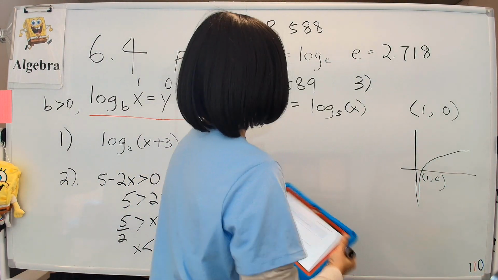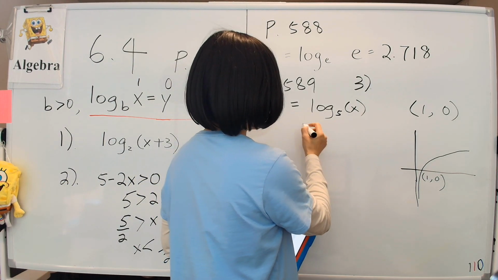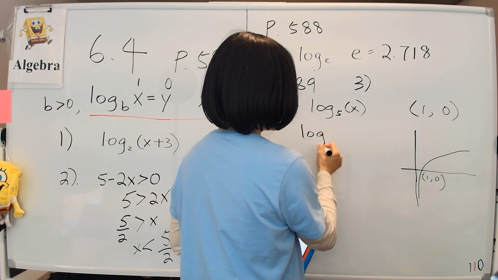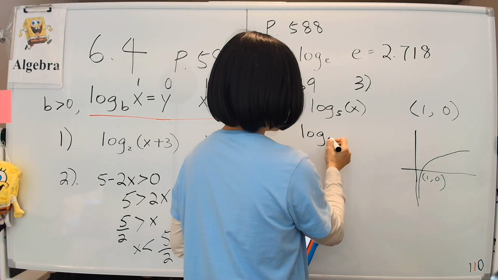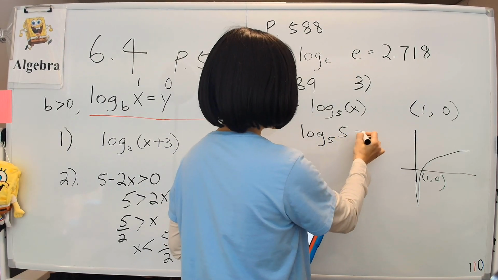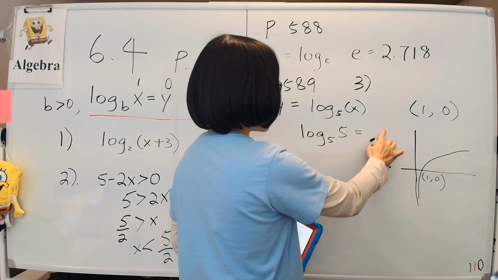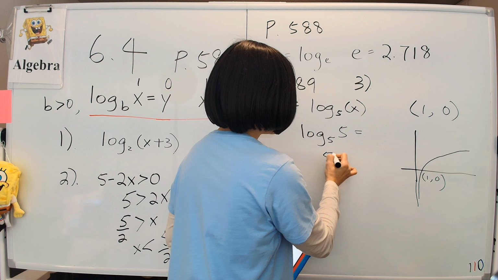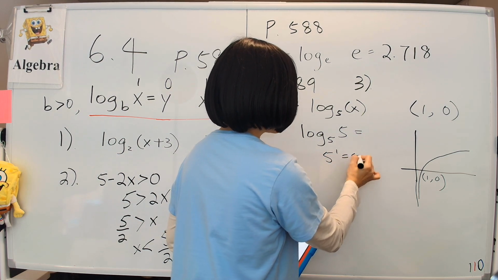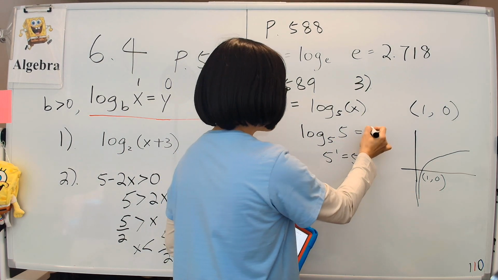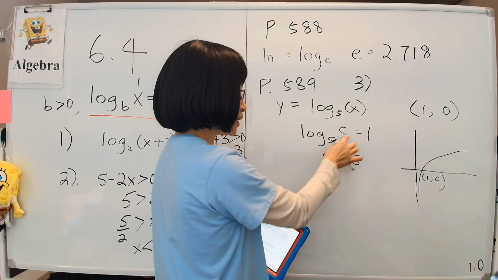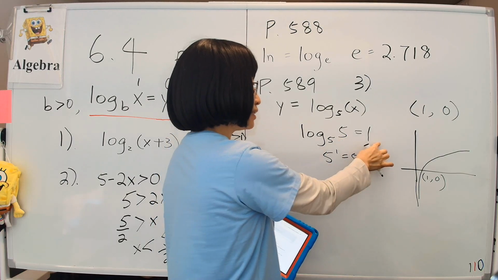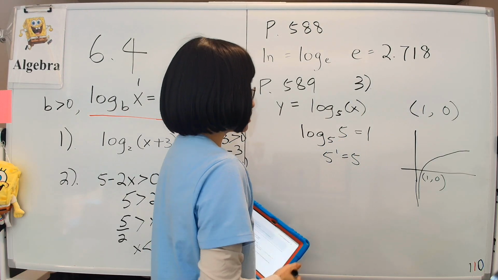All right, the next thing we should say is that, the base being 5, log base 5 of 5 has to be 5 to what power equals 5? Well, 5 to the 1 power equals 5, right? So log base 5 of 5 equals 1. In general, if the base and this number are the same, then the answer will be 1.